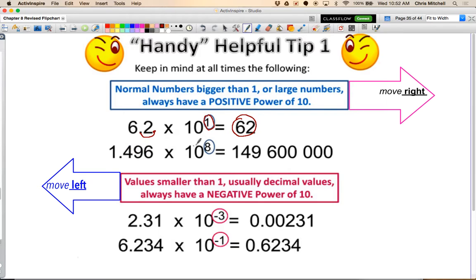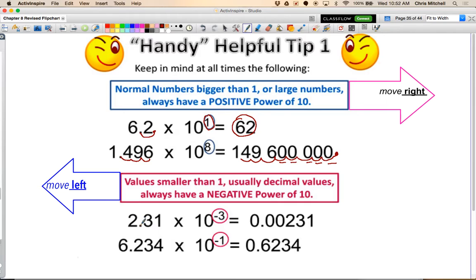Now, we have this number. They say, write this number in standard form. Then I'm going to move my decimal 8 times, and when I move it 8 times, I get 149,600,000. If you look, my decimal was here. 1, 2, 3, 4, 5, 6, 7, 8. So you just have to fill in the blanks with zeros.